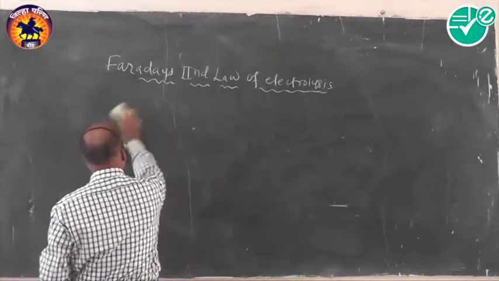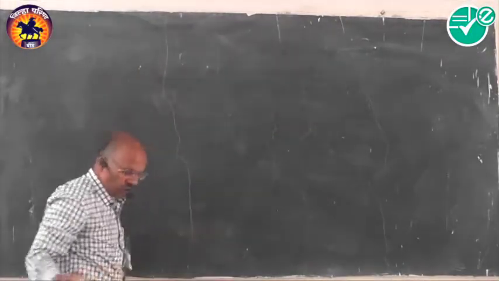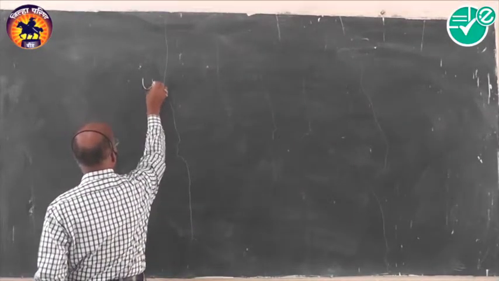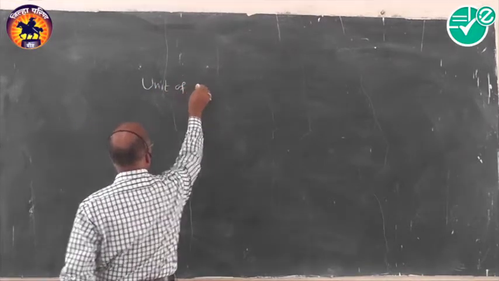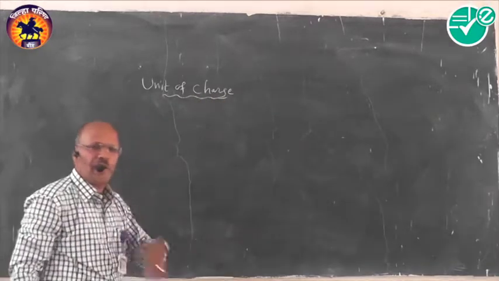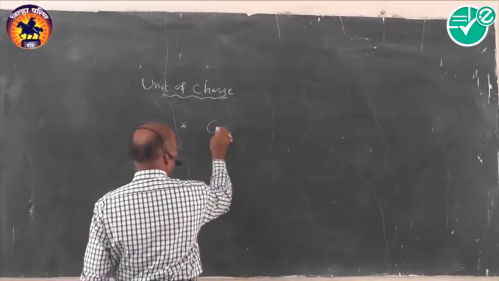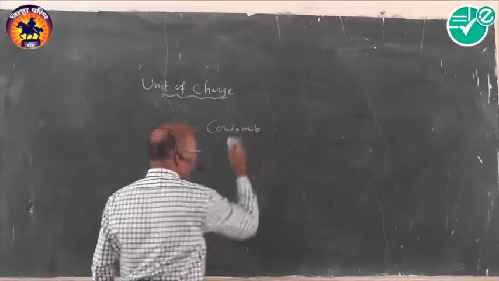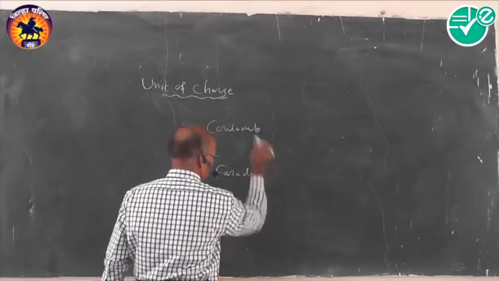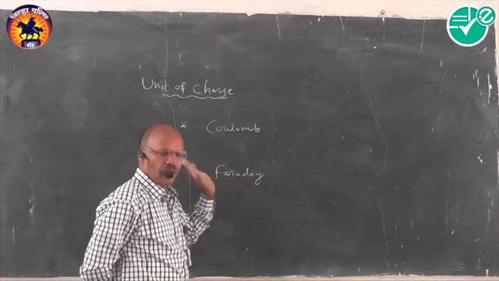After this, we have to come to a very important concept, the basics regarding the units of charge. What is the unit of charge, or in which unit can charge be expressed? For our convenience, it can be expressed in two units. The first one is the coulomb and the second one is the Faraday. We can express charges in these two units.